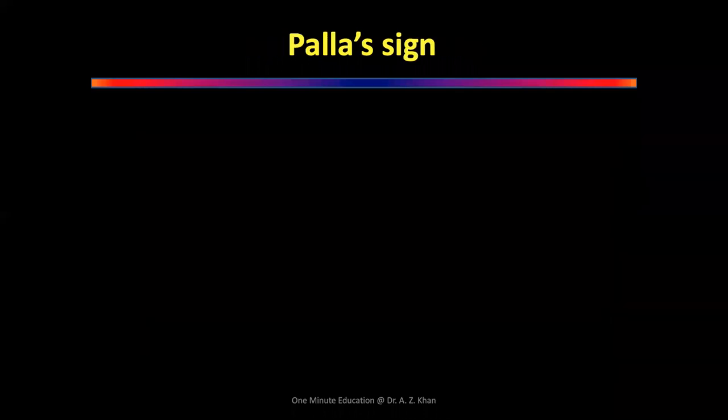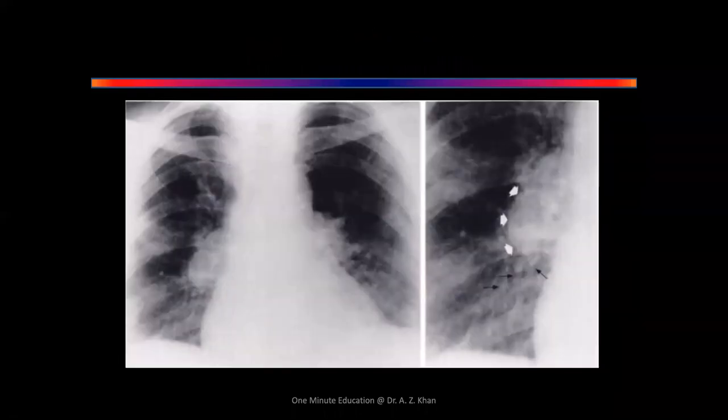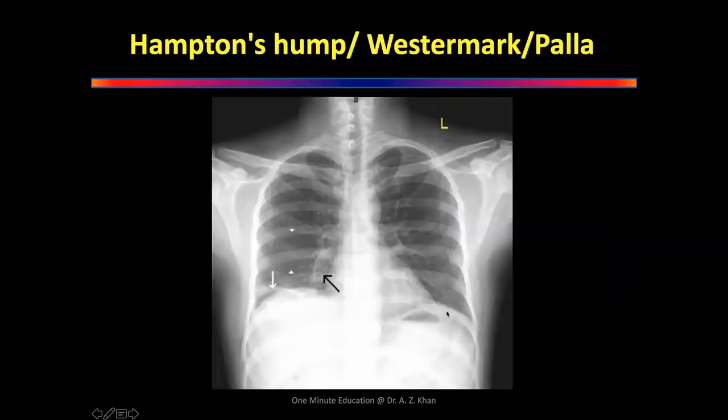And the Palla's sign is the enlargement of the right descending pulmonary artery. Okay, so three signs, I'll go back to that again. Palla's sign is enlargement of the right pulmonary artery. Westermark's is an abrupt cutoff of the pulmonary artery and no blood supply distal to the pulmonary artery. And Hampton's hump is this triangular wedge.